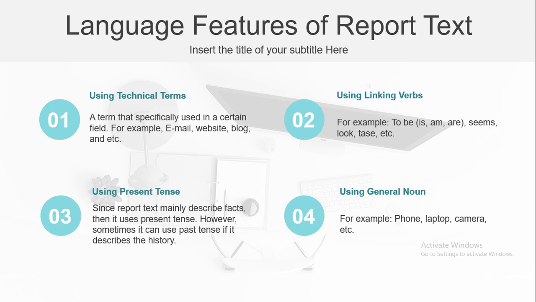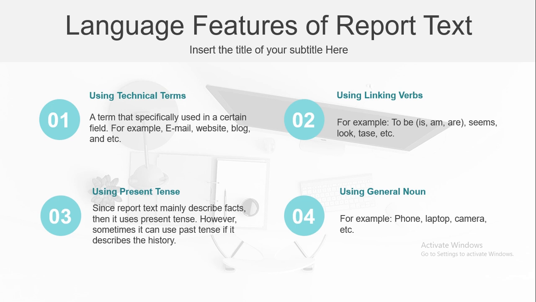And then the second, it also uses the linking verbs. Karena ini menjelaskan fakta atau menjelaskan jenis, for example, and then the function and such, biasanya lebih pakai ke linking verbs atau to be. Is, am, are kan untuk menjelaskan sifat-sifatnya yang bersifat faktual gitu ya. And then seems, look, taste. So, for example, the technology looks like sophisticated technology, for example, gitu ya.